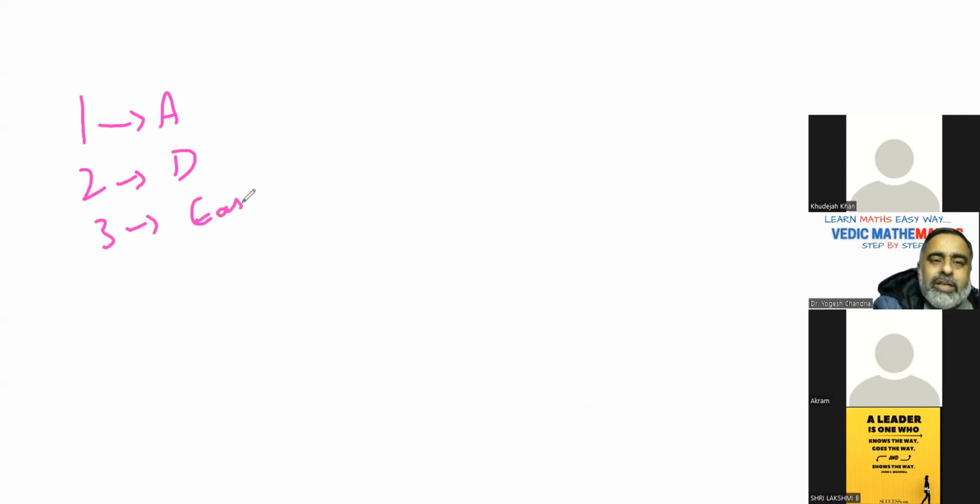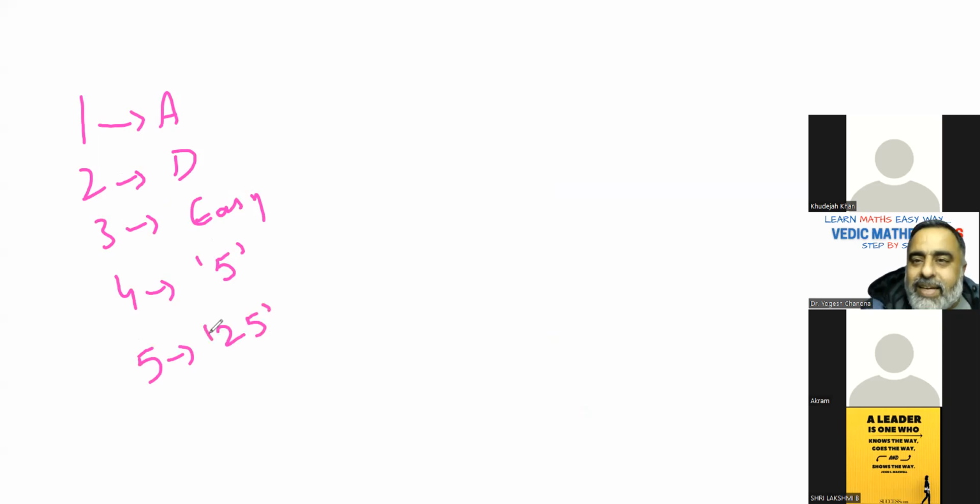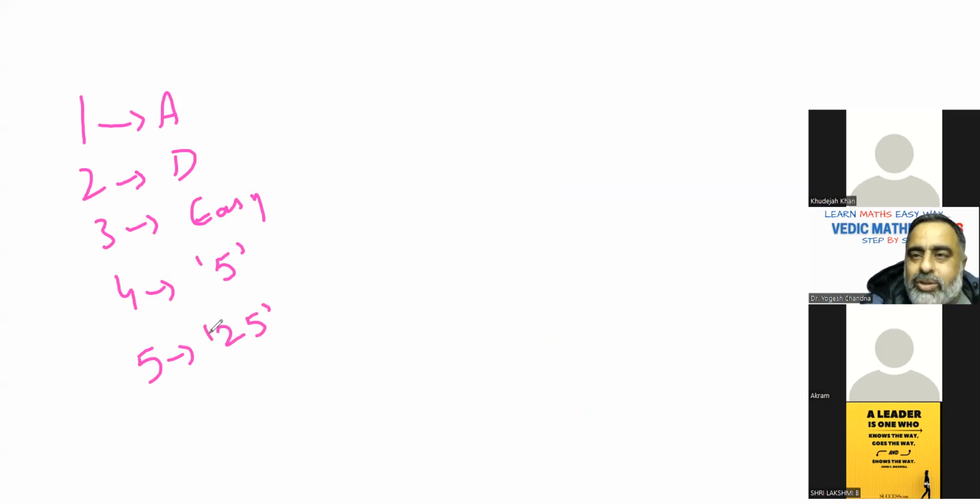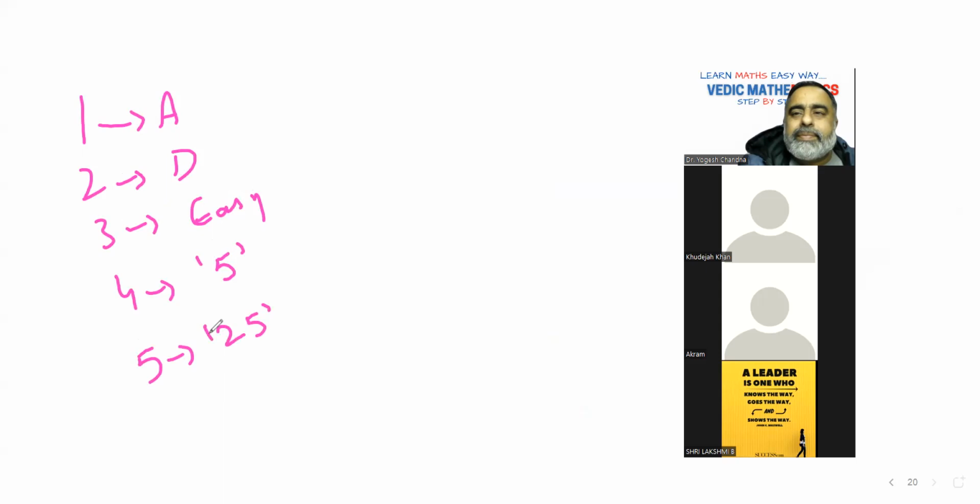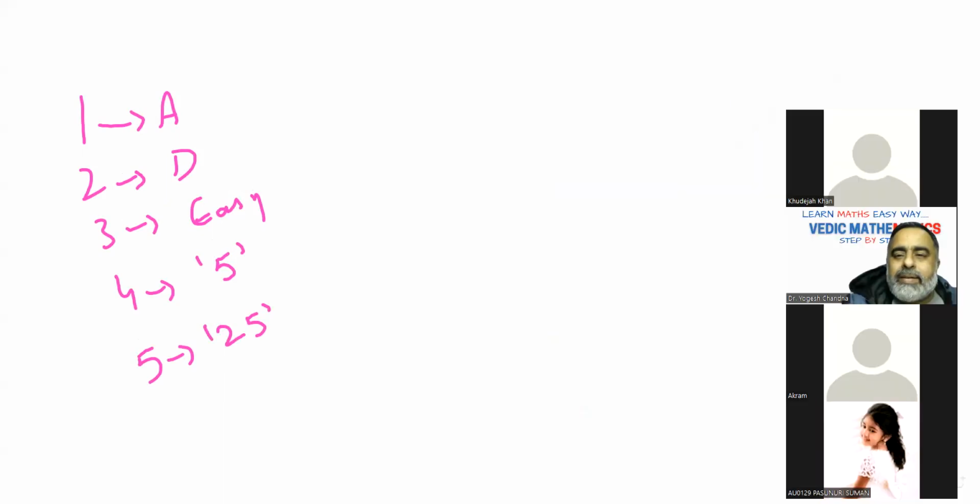Okay. Now this was up till 5. So first we did Anurpena Sutra. Second we did duplex. Third we did easy approach. Fourth we did numbers ending with 5. One more important is if number is ending with 25. Yes, anyone knows? Sumit, Suman, Shilakshmi?